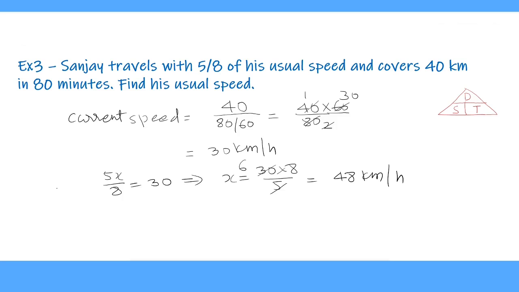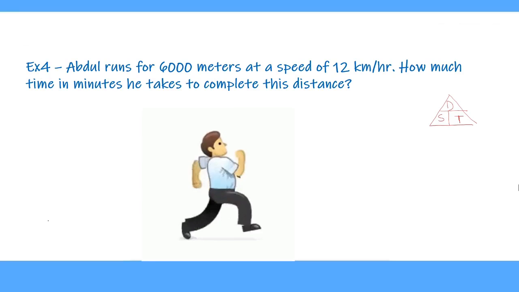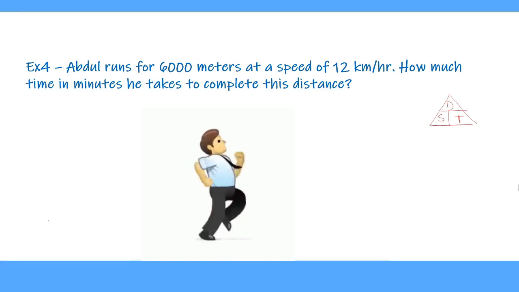This way we can find the speed, which is nothing else but distance divided by time, or distance upon time is speed. Now we go to the next question for finding time, and time is distance upon speed. Here distance upon speed equals time. So our question is, Abdul runs for 6000 meters at a speed of 12 km per hour. How much time in minutes does he take to complete this distance?